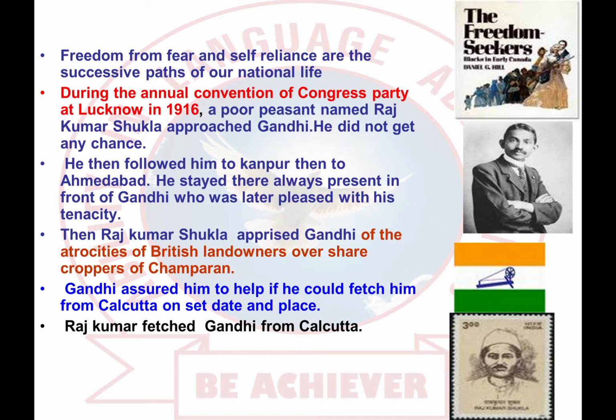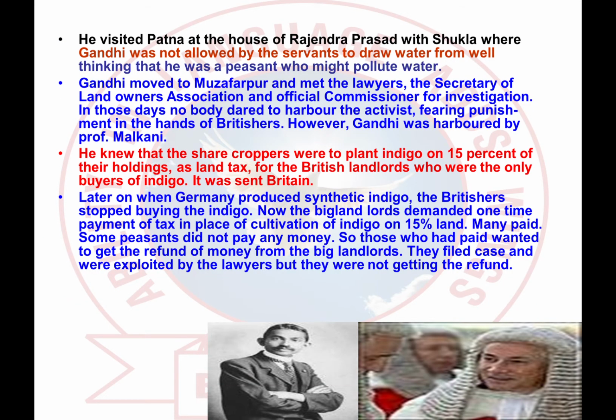Then Rajkumar Shukla apprised Gandhi of the atrocities of British landowners over sharecroppers of Champaran. Gandhi assured him to help if he could fetch him from Calcutta on a set date, time and place. Rajkumar fetched Gandhi from Calcutta. He visited Patna at the house of Rajendra Prasad with Shukla, where Gandhi was not allowed by the servants to draw water from the well, thinking that he was a peasant who might pollute the water.